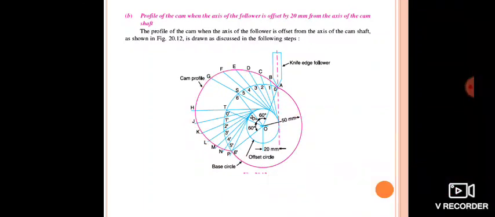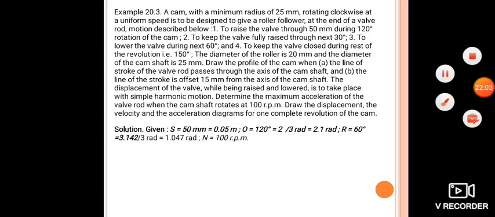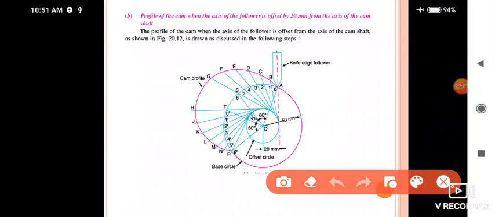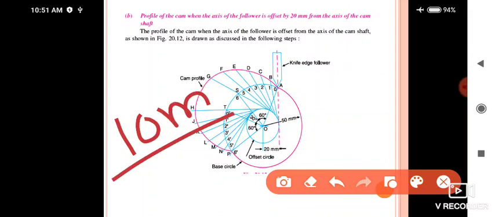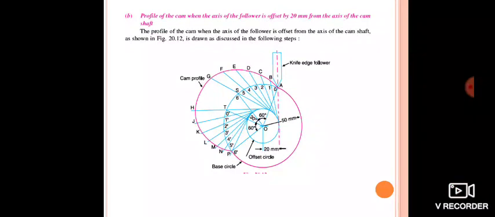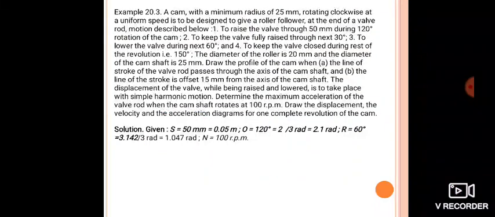So this is all about drawing the cam profile. This type of problem he may ask for 10 marks. Definitely one problem will come, whether it is the same central axis or else the offset may be asked. This is one type of problem. Then second, we are going to see another problem.